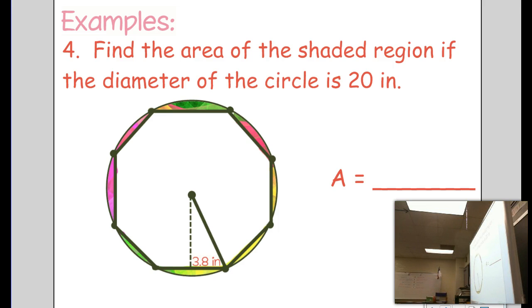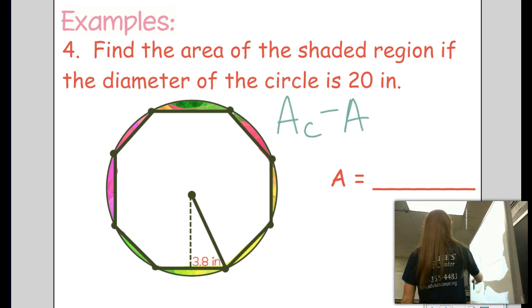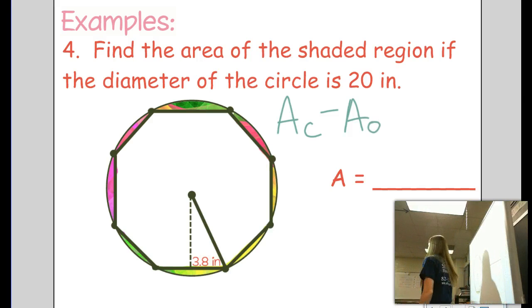Go. Find. Calculate. Solve. Wait, of the circle or of the... We want to find the area of the shaded region. So that means we're going to find the area of the circle minus the area of the, what is that? Octagon? It's an octagon.